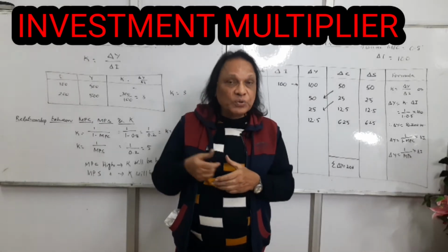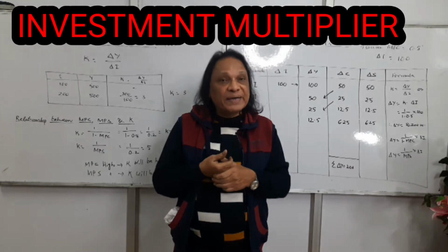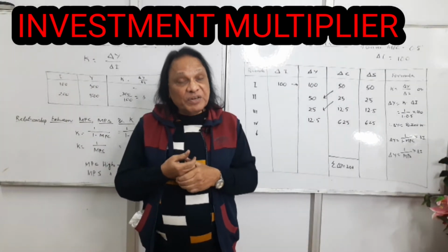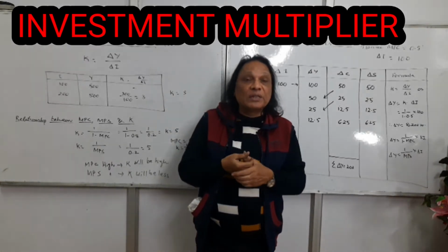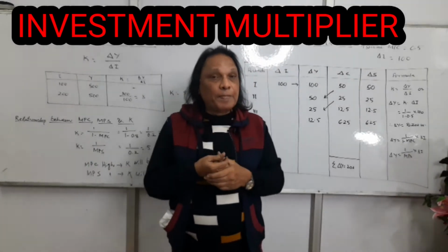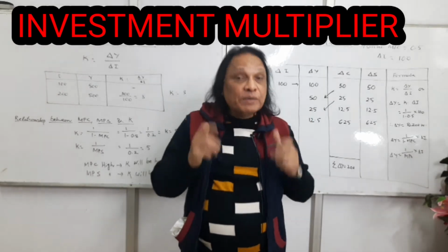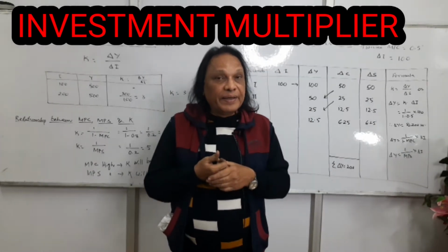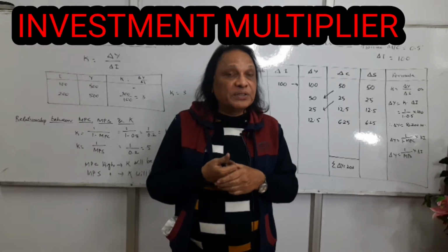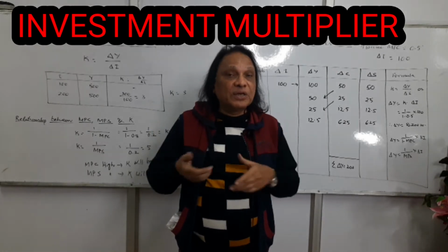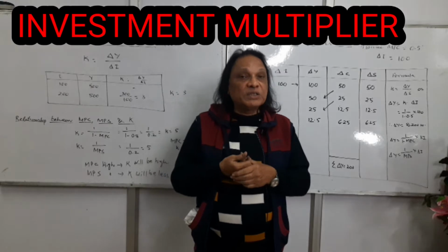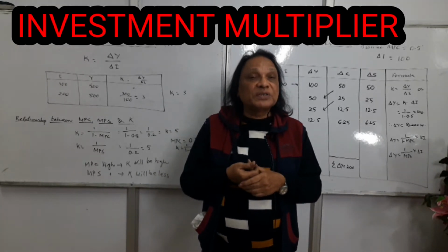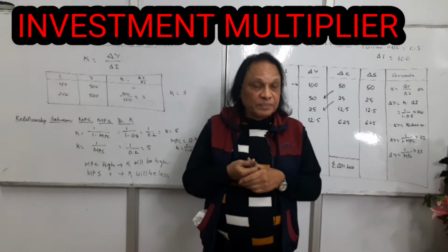So now come to investment. Keeping that in mind, what exactly is the investment multiplier? The investment multiplier operates on the principle of one man's expenditure in the economy is another man's income.